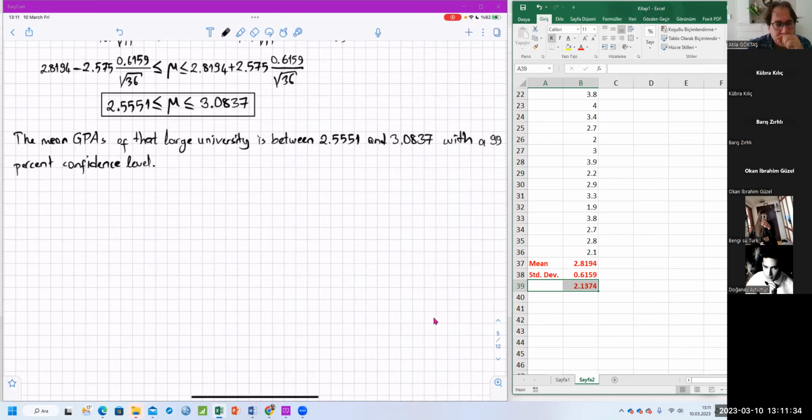Of course, it means that if you collect samples 100 times, each of sample size 36, 99 of those samples will be within the interval 2.55 and 3.08, and one of the samples might be outside the range of 2.55 and 3.08. So that's the interpretation of the confidence interval.